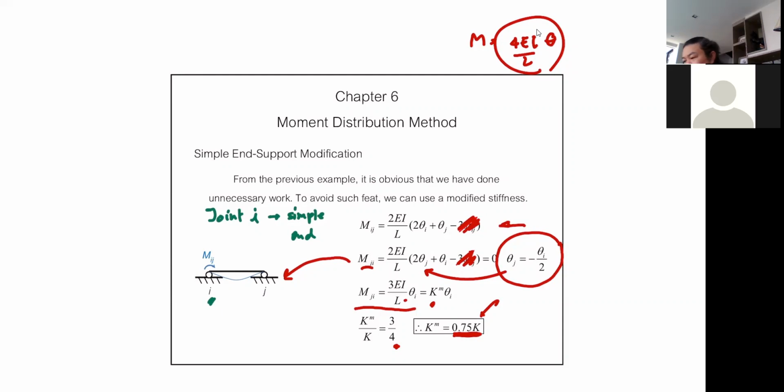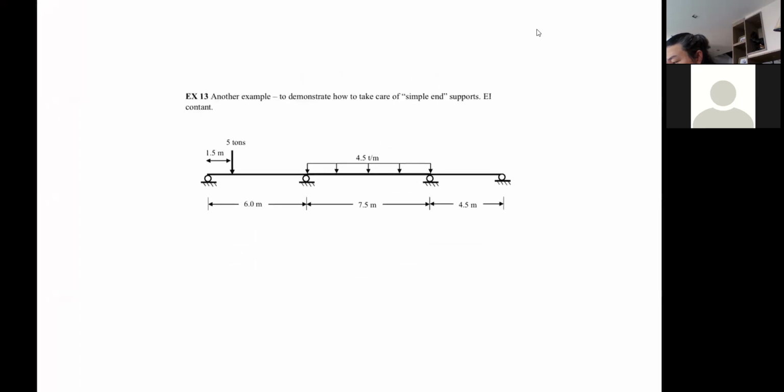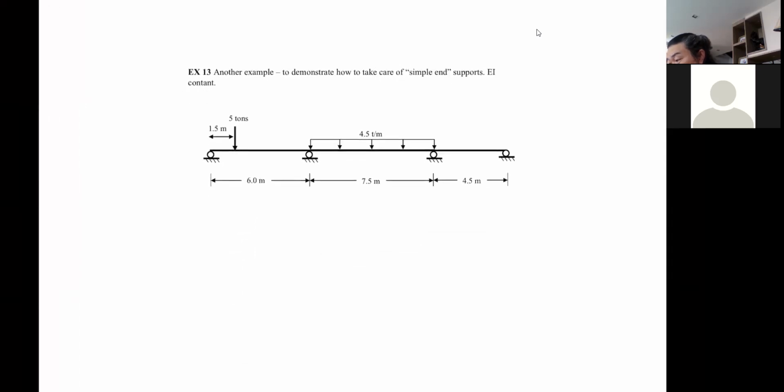Without further ado, let us take a look at the first example related to that. This is the empty page. Okay, so here we are. It's another example to demonstrate how to take care of the simple end. Now you see we have two simple end supports. So now students like you have a choice to make. You can carry on and solve this as a normal problem, which means you have to go back and forth between the simple end supports.